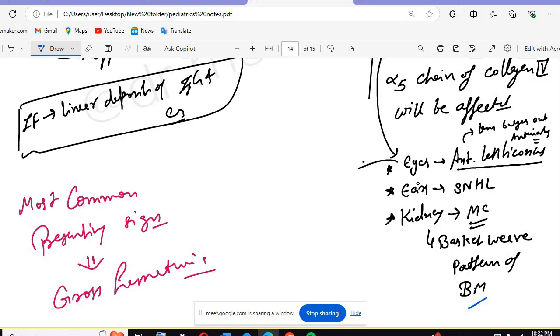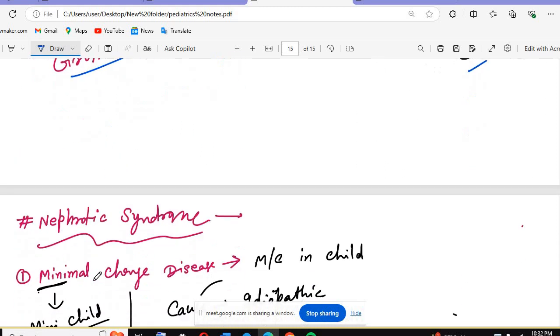The most common presenting sign in case of this gene disorder is gross hematuria. So in any nephritic syndrome, you will see hematuria.